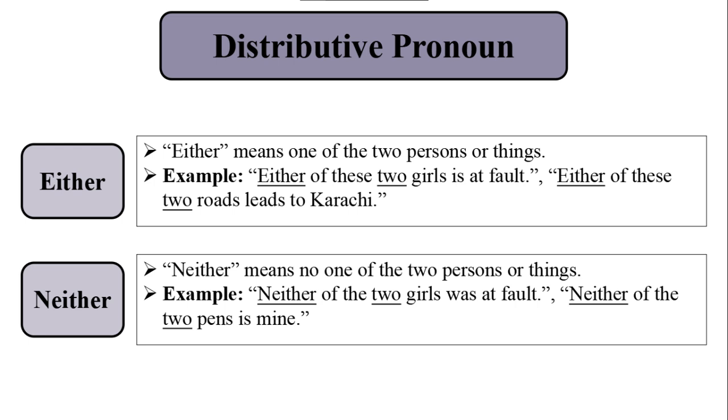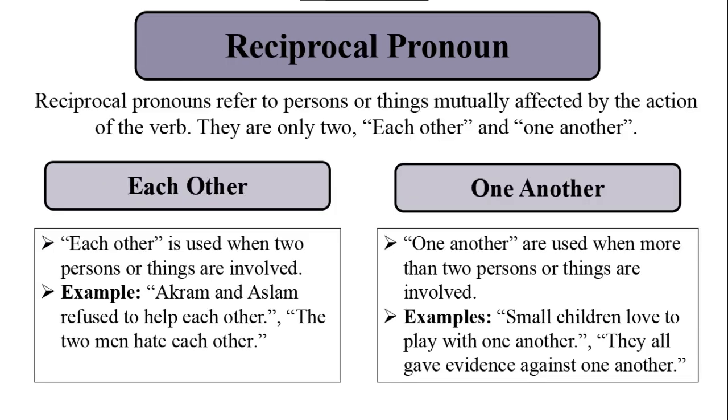Very precise. Okay, number 4, reciprocal pronouns. These sound specific. They are. They talk about a mutual action, something affecting participants back and forth, and there are only 2 of them. Just 2. Which ones? Each other and one another. Okay. And each other is for when just 2 people or things are involved. That's the rule.